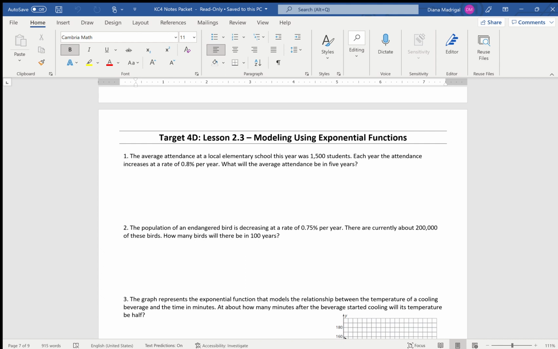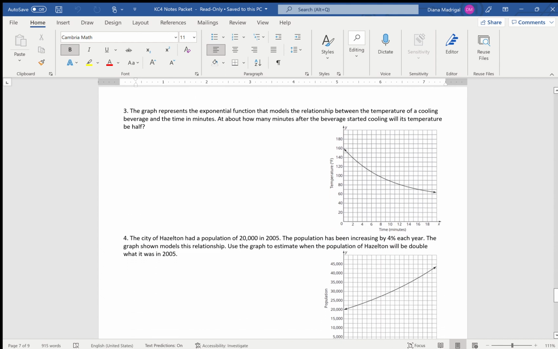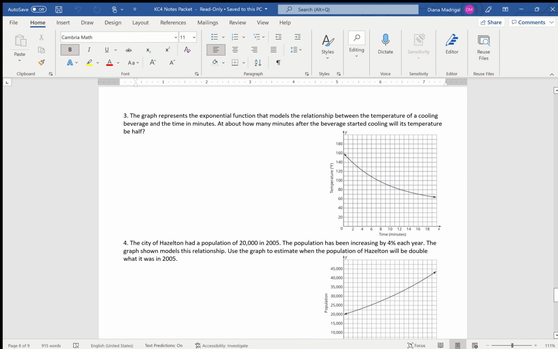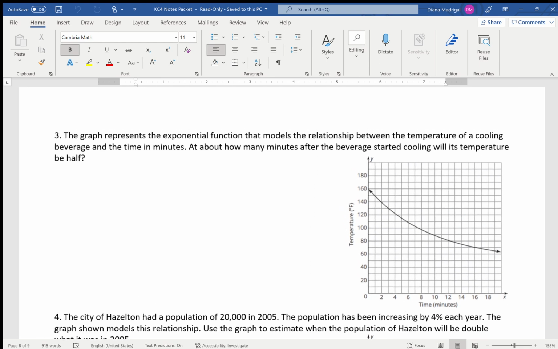What was not on the other video is how to answer question 3 and 4. Those are the last questions for target D notes, and they are really simple and easy. All you have to do is make sure you read the questions carefully. All right, so here we go.